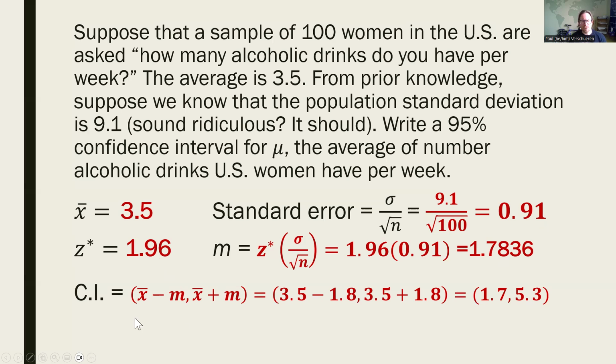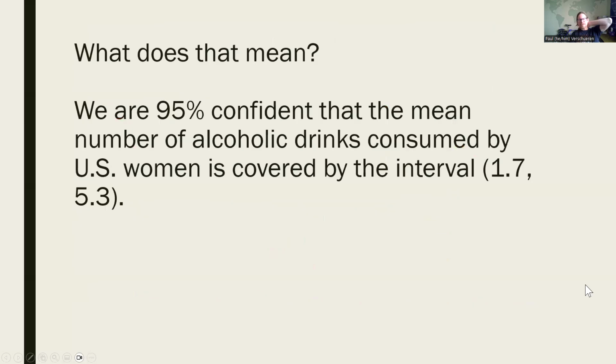So the confidence interval would be: take your sample mean and subtract that margin of error, and take the same sample mean and add the margin of error, to give you your lower limit and your upper limit. This would give you 1.7 to 5.3. So what does that value mean? We are 95% confident that the mean number of alcoholic drinks consumed by US women is covered by the interval 1.7 to 5.3. In other words, we're 95% sure that the actual average number of drinks consumed by all women in the US is some value between those two numbers.